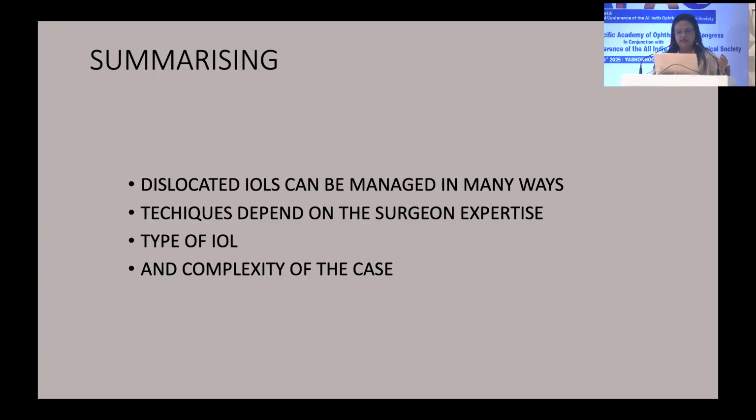So summarizing, dislocated IOLs can be managed in many ways. Technique depends on the surgeon's expertise, the type of IOL, and the complexity of the case.